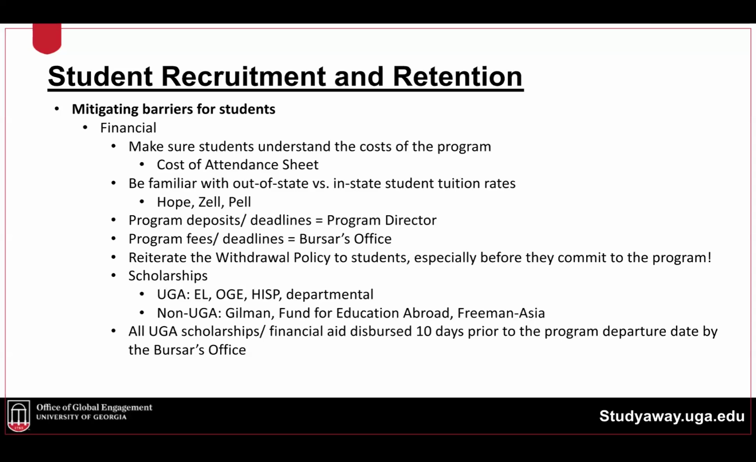And so I would say, the actual program director becoming familiar with the withdrawal policy can be really beneficial, especially as students are asking questions or waiting to hear back from a scholarship before committing to a program. Just letting them know that 120 days out from the program departure date, a student becomes liable for a percentage of the program fee if they choose to withdraw. If they have any very specific questions that you just don't feel like you can answer, please do feel free to send them our way.